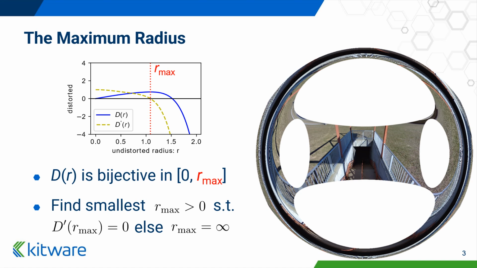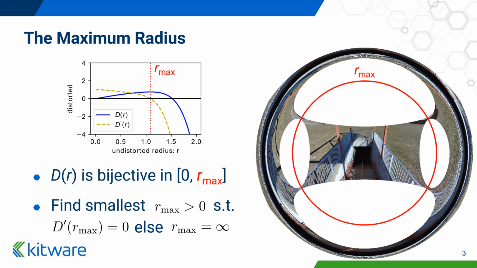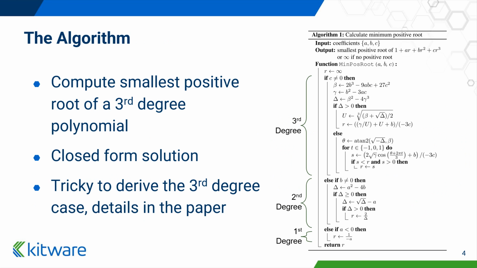So this distortion function is only valid, it's only bijective, from the center of the image up to some maximum radius. And so our goal is to find this smallest positive radius such that the derivative of the distortion function is 0. Otherwise, the maximum radius is infinity. So we've developed an algorithm to compute this smallest positive root of a third degree polynomial. It's a closed form solution. The first and second degree solutions are trivial, but the third degree case is a bit tricky, and details can be found in the paper.